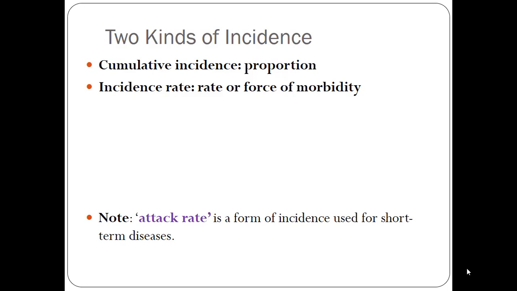The denominator is person time at risk. Note that the attack rate is not actually a rate, but rather a proportion or form of cumulative incidence used for short-term diseases, such as infectious disease and outbreak investigations. For example, if 100 people attend a party and 30 get diarrhea within 24 hours, the attack rate is 30%. But this is really a proportion, not a rate.